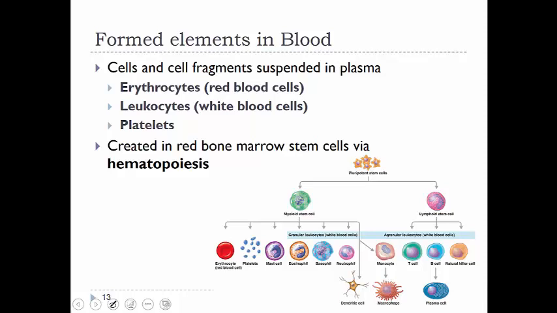We have our leukocytes, which are white blood cells. And then we also have platelets. These are created in red bone marrow stem cells. Stem cells can become any of these cells. They are going to differentiate into the main cell and then differentiate into the particular cell that does a job.